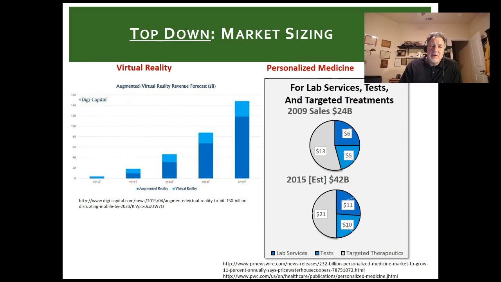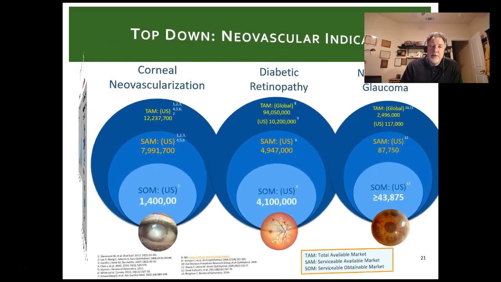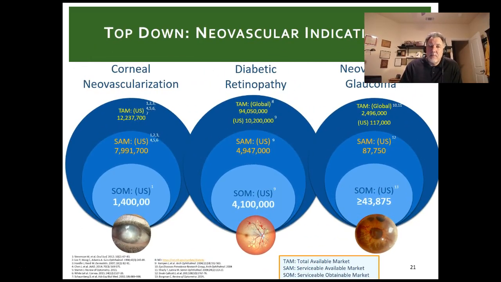Top down, you might do market sizing based on some reports. Here's some reports that I pulled up for virtual reality, which is a growing market, as well as personalized medicine, which is also a growing market in the healthcare space, as we look at both diagnostics and also therapeutics that are personalized to our genetic fingerprint. And here's just a model that we had created, and this was actually from secondary data.